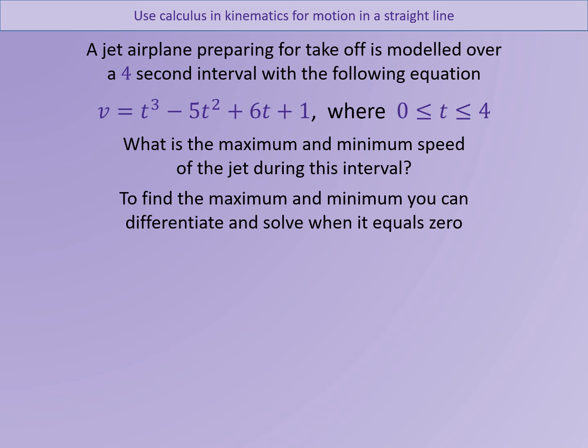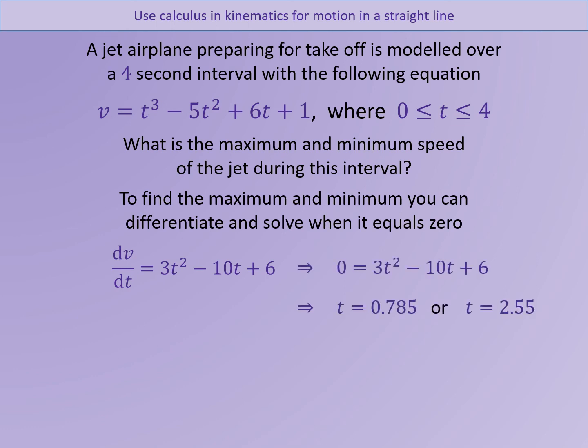To do this, we're going to differentiate v and then set it equal to 0. dv by dt is 3t squared minus 10t plus 6. So setting this equal to 0 gives us 2 t values. Both of these t values are in the interval of time that we are considering, so both of these could be a maximum or a minimum speed. We could determine whether it was a maximum or a minimum by taking the second derivative to help us decide.